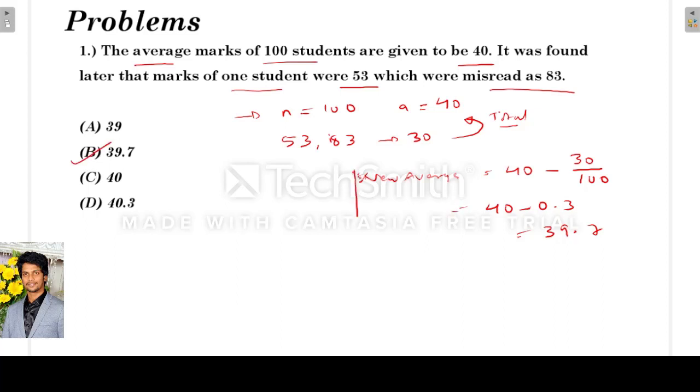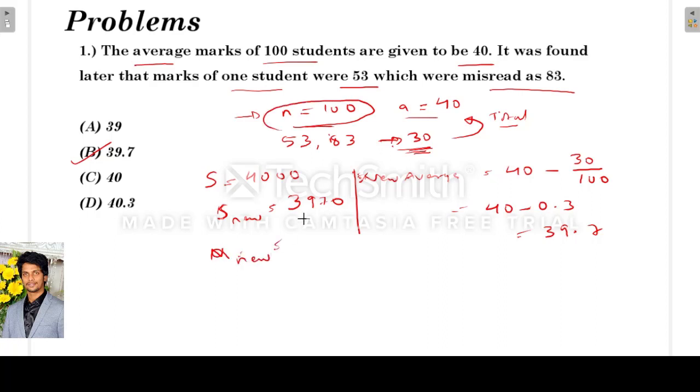It can be done in another way also. First we have to find the sum. What will be the sum? N into average, so 4000. Now 30 was added extra, right? So the new sum will become 4000 minus 30, we have to subtract this 30. So 3970. So what is the new average? The number of students will be 100 only, that doesn't change, right? So the new average will be 3970 by 100, which is 39.7.